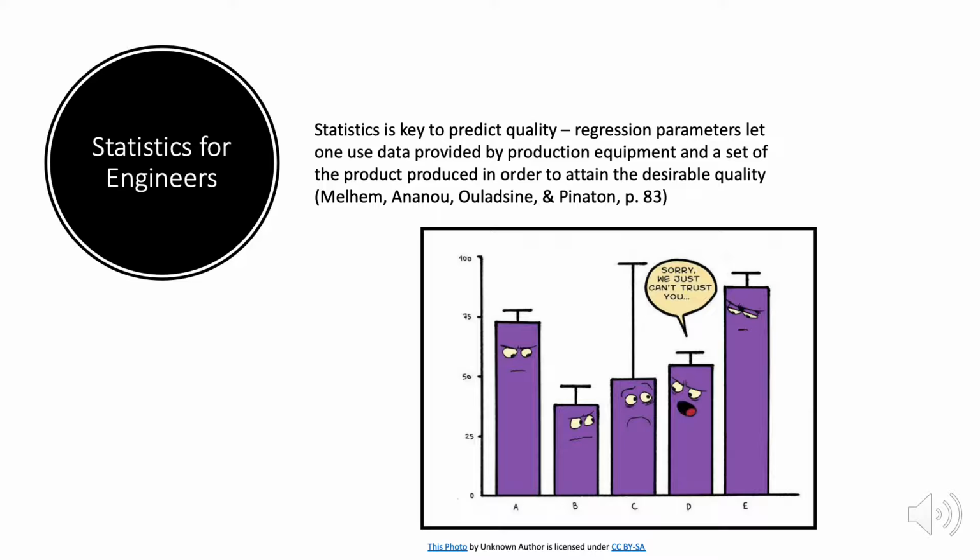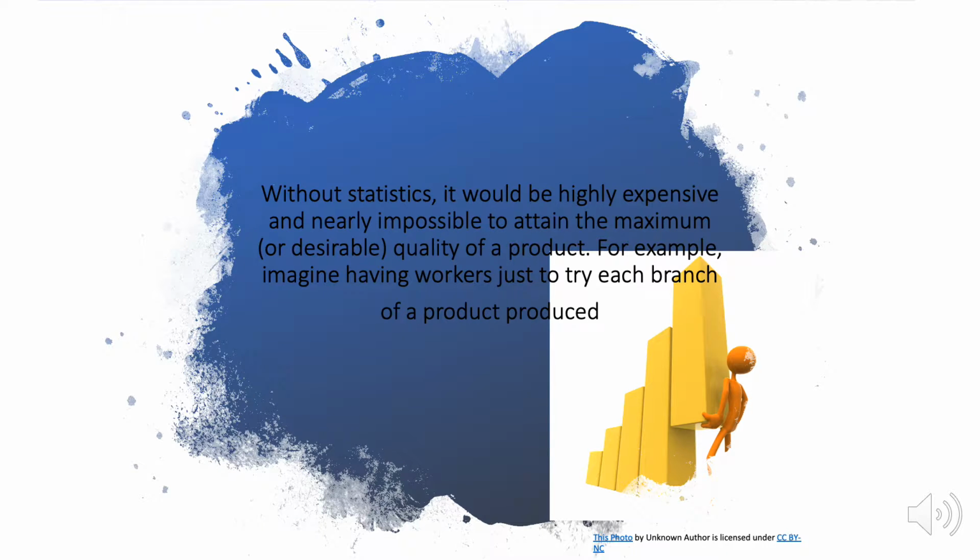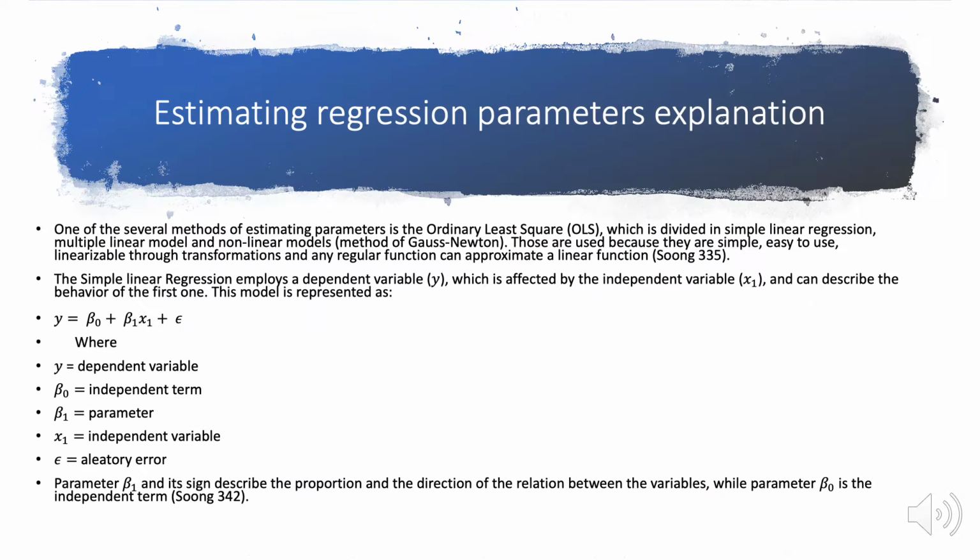Regression parameters let one use data provided by production equipment and a set of the product produced in order to attain the desirable quality. Without statistics, it would be highly expensive and nearly impossible to attain the maximum quality of a product. For example, imagine having workers just to try each branch of a product produced.